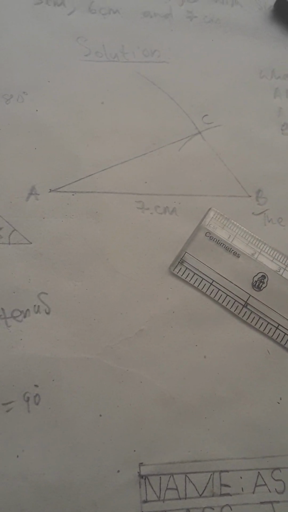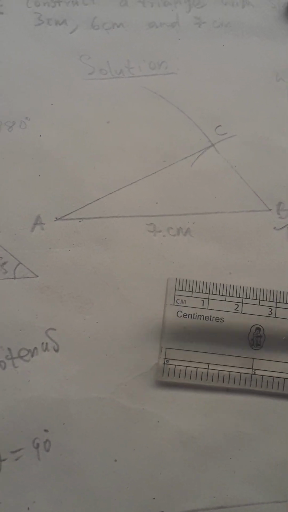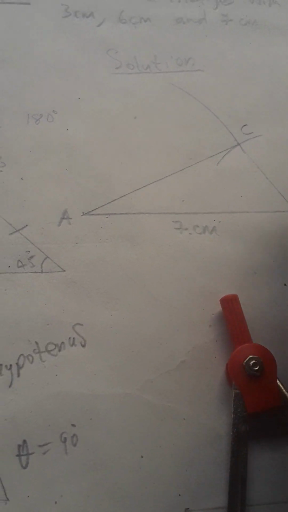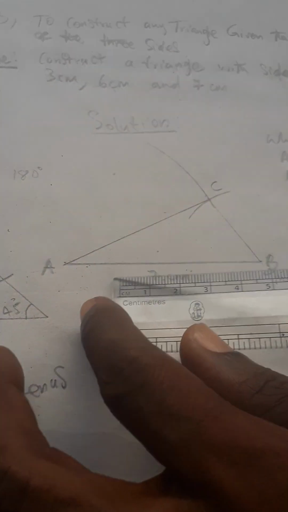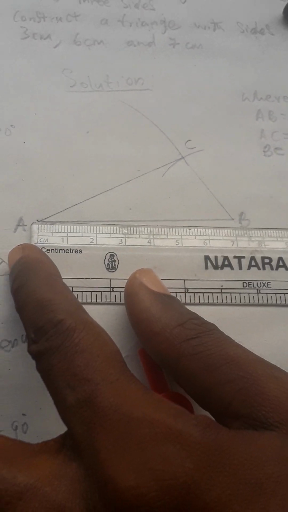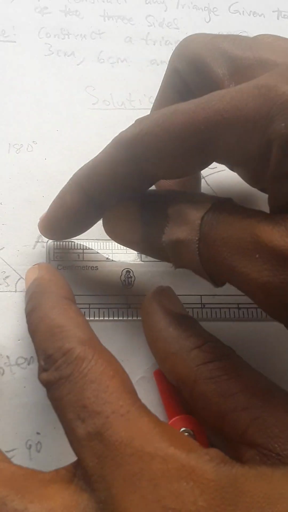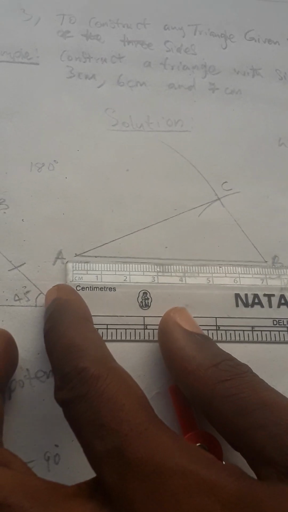So this is the required triangle. How do you know that it's the required triangle? Now let's look at it. Remember we said our AB is 7 cm. We have already measured 7 cm. You can see exactly from A to B here is 7 centimeters.